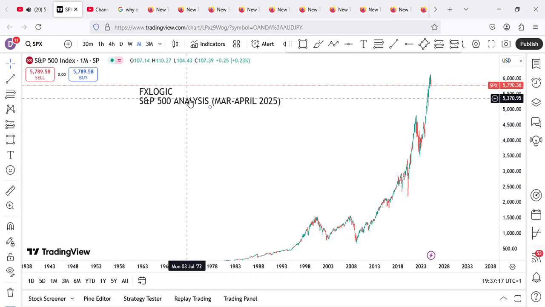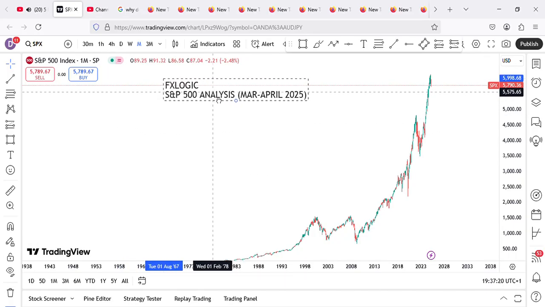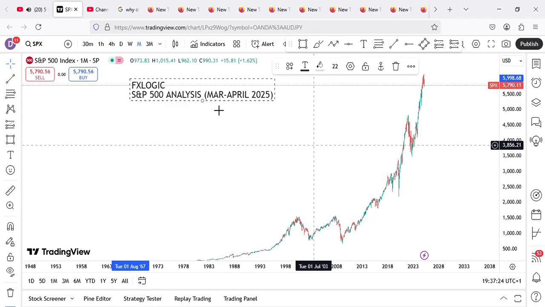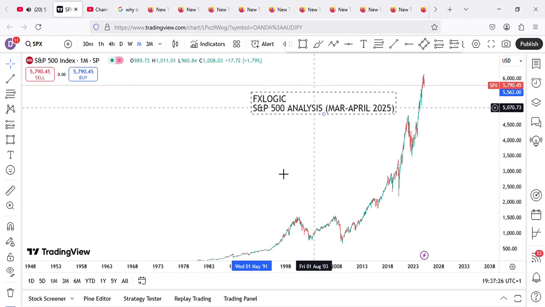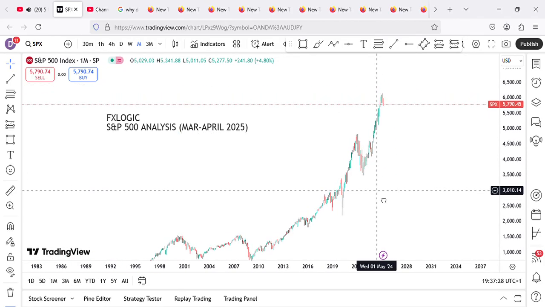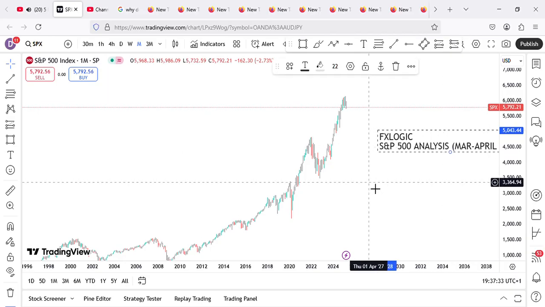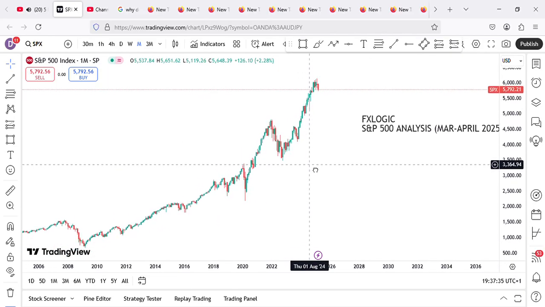So we're back again with S&P 500. This is FS Logic over here. We want to see what this pair is doing right now. So here we go. Let's understand what this pair is doing. So what could we see here?